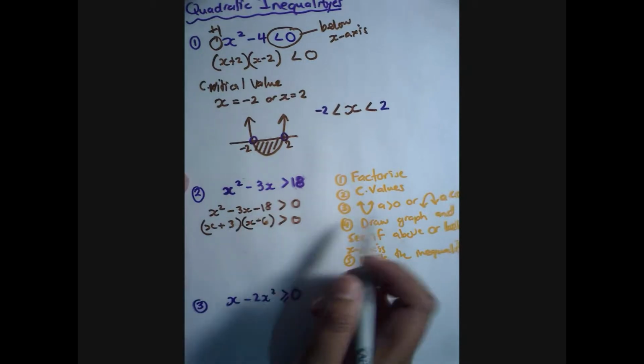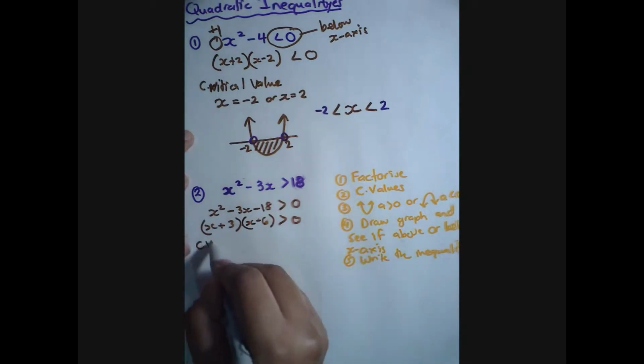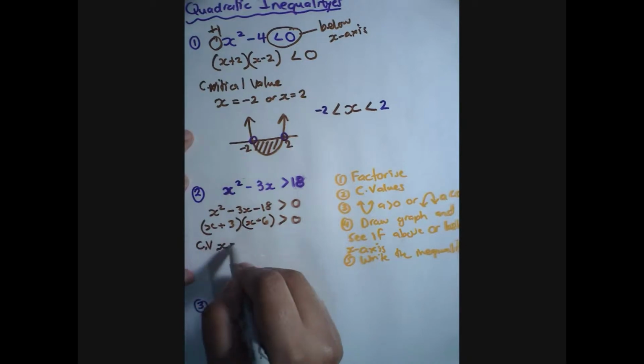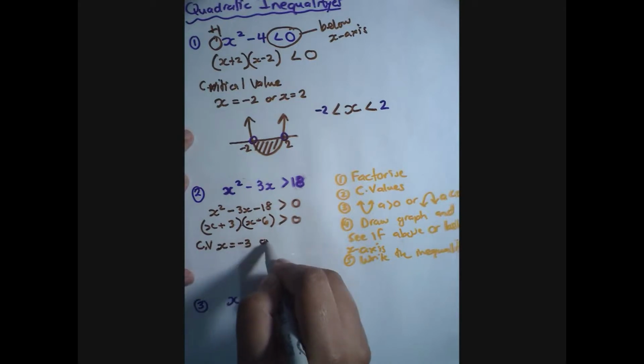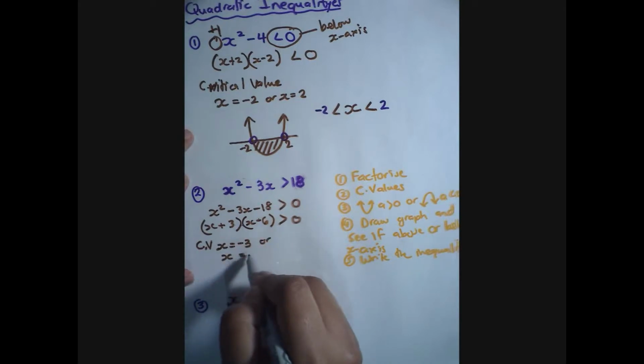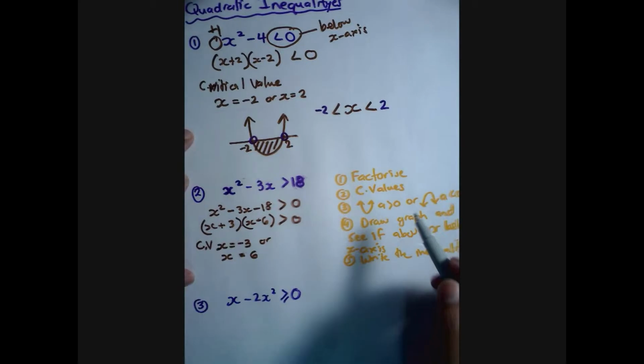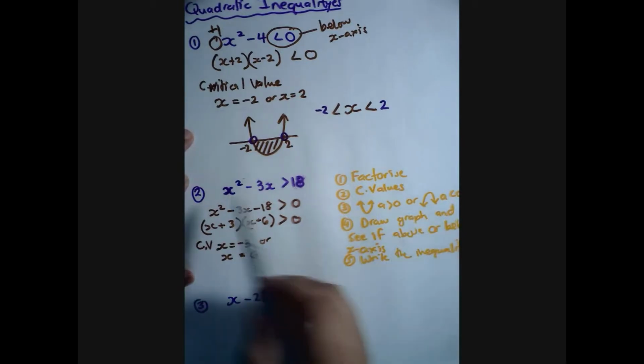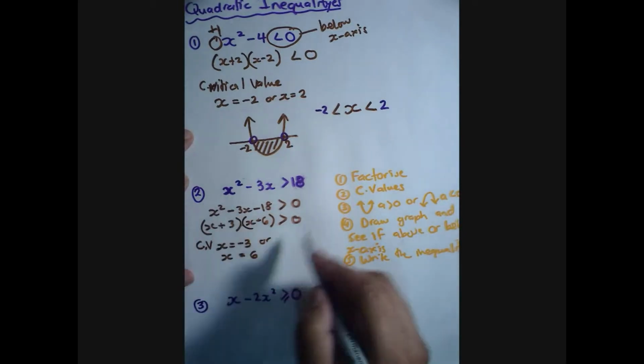So now I need to find my CVs. My critical values are x must be equal to minus 3 or x must be equal to positive 6. Then I need to see, is it a happy face or is it a sad face? This is a happy face, so it's going to be like that.